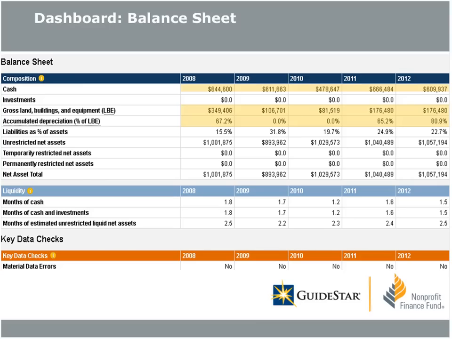We see also that about 80% of their fixed assets are now depreciated here in 2012. And those high levels of depreciation suggest that dated equipment that we talked about, and the steady unrestricted net assets, again reflective of the cash position of the organization and the relatively consistent break-even, if not a little better, performance.